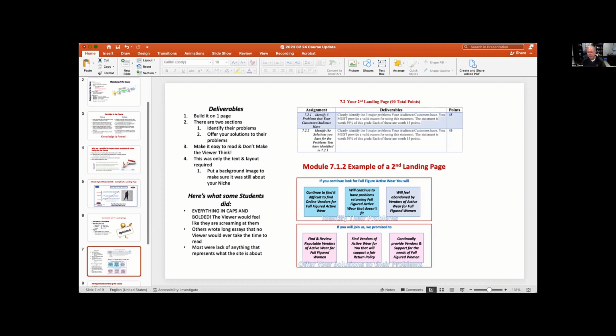So what happens here at the top, if you said identify their problems: if you continue doing what you're doing, these are the problems you're going to face. On the second part, you offer your solutions. The first one answers what you're going to do to solve the first problem, the second problem, and the third problem. That's all it is.